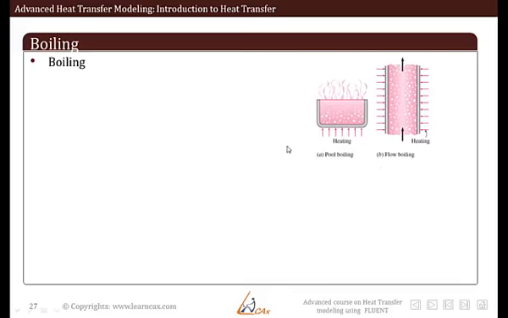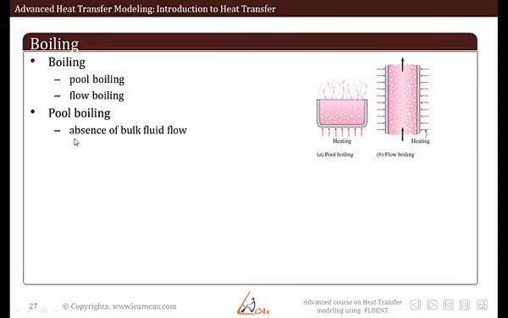Boiling, as we know, is basically of two types. There is pool boiling and there is flow boiling. Pool boiling is basically in the absence of bulk fluid flow. As you can see here, within pool boiling there is no bulk fluid flow. The fluid is stationary and it is in contact with a surface that is at a temperature higher than the saturation temperature. Whereas in flow boiling there is presence of bulk fluid flow, as shown here. There is heating carried out and the fluid is also flowing as the bubble formation is taking place.